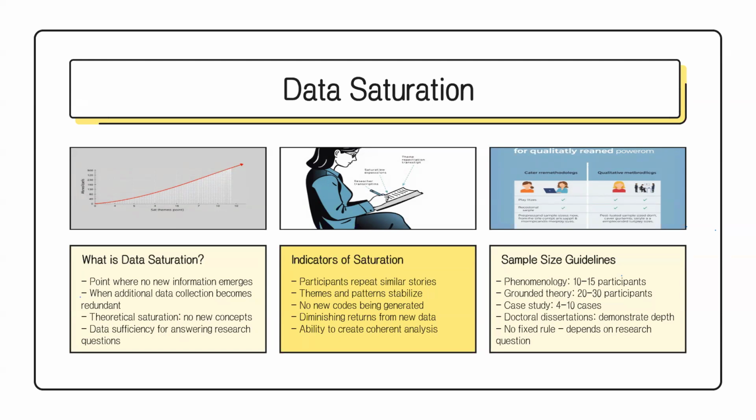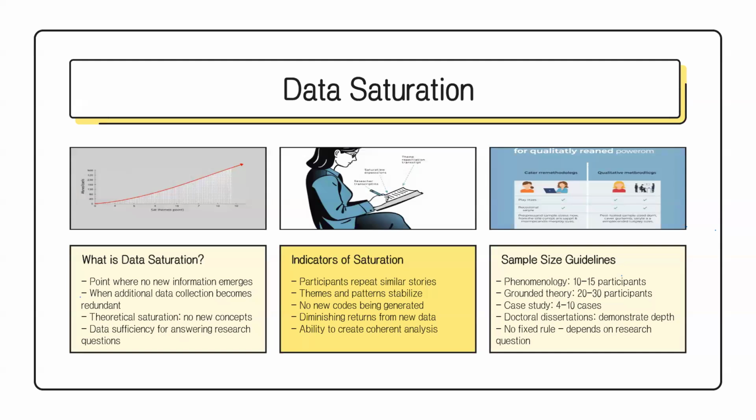How do you know you've reached saturation? Look for the indicators. Participants repeat similar stories and experiences. Themes and patterns stabilize, no new themes emerging. No new codes being generated during analysis. Diminishing returns from new data. You are not learning anything new. Your ability to create coherent analysis is achieved.